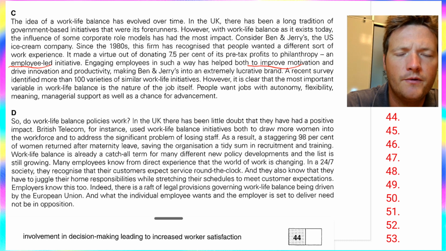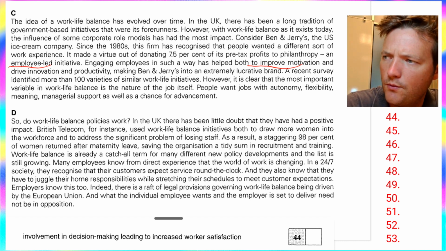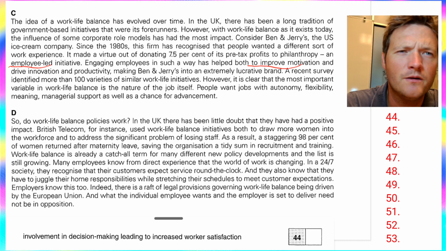Okay, so giving a bit of flexibility, I guess, to the employees. Again, nothing really to do with decision making there, no?